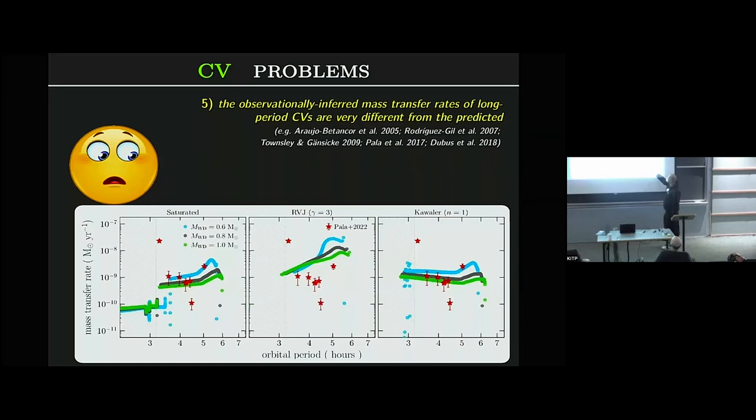But then there are these two systems here. They have very different mass transfer rates. So it seems very difficult to explain them with only magnetic braking. So I would say clearly something is missing here.